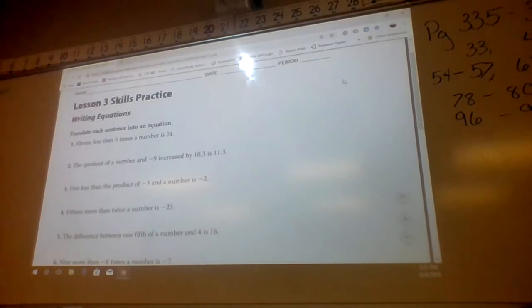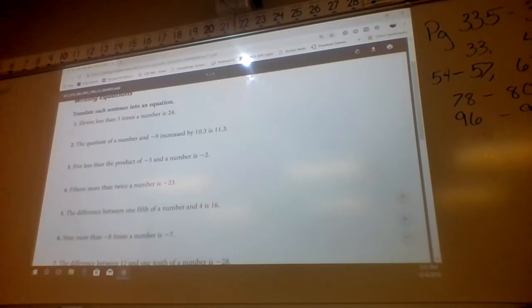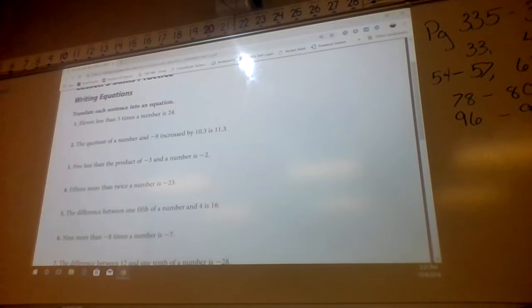Alright, so we're going to be working with these problems right here. Can you guys read those from back there? What does number 1 say? 11 less than 5 times a number is 24. What language did you just read that in? English. That's not math yet. It is written in an English sentence. But I've talked to you guys before about math being its own language. We need to translate that English sentence to a math equation, or a math sentence.